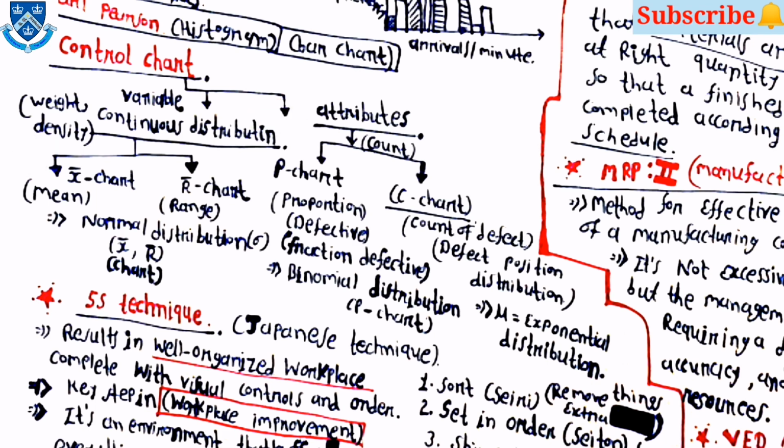Next one is attributes. In that, 2 types are there. First one is the P chart and the other is the C chart. Here P is for the proportion defective, or you can say the fraction defective, and the P chart follows the binomial distribution. Then the C chart is for count of defects, and the C chart follows the Poisson distribution.